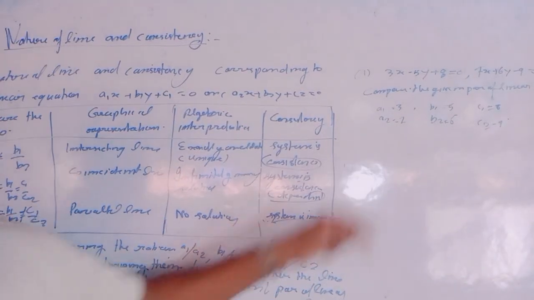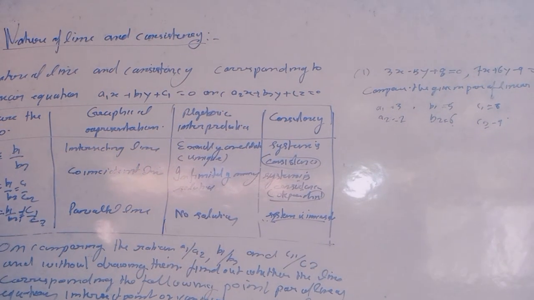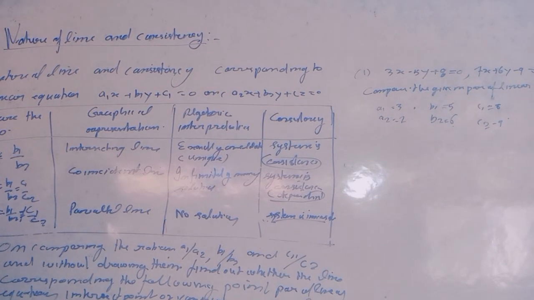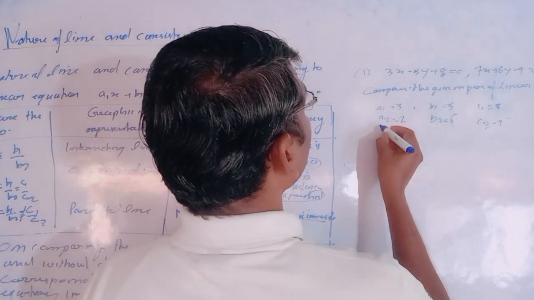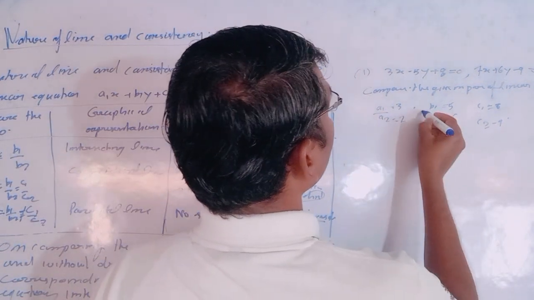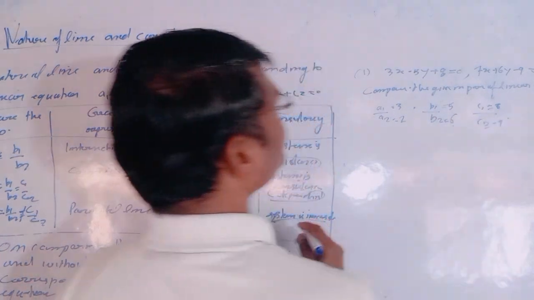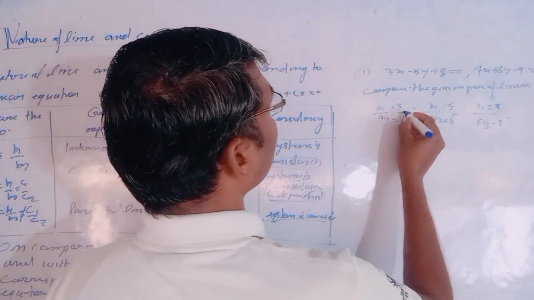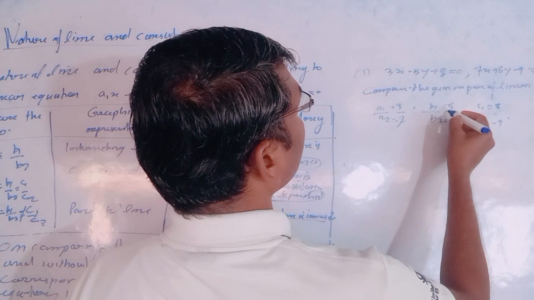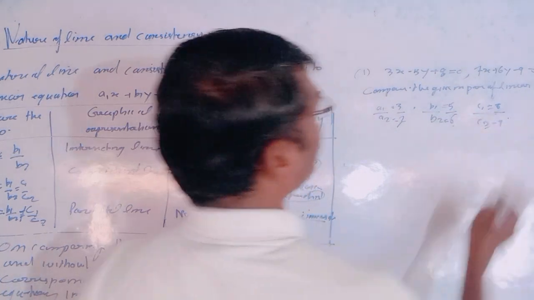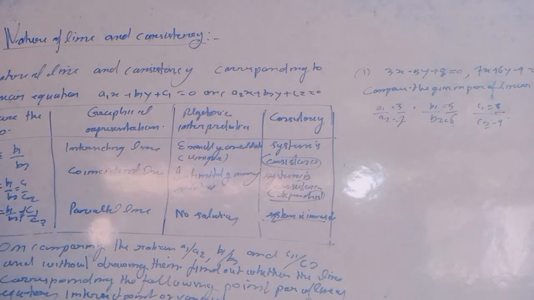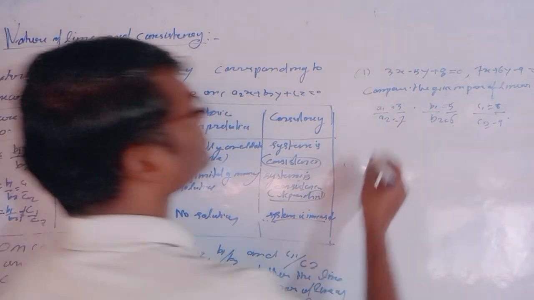So now compare these equations. We will compare a1 by a2, b1 by b2, c1 by c2. It becomes 3 by 2, 3 by 7, 5 by 7, and 8 by 9. So if we compare, it follows that a1 by a2 is not equal to b1 by b2.